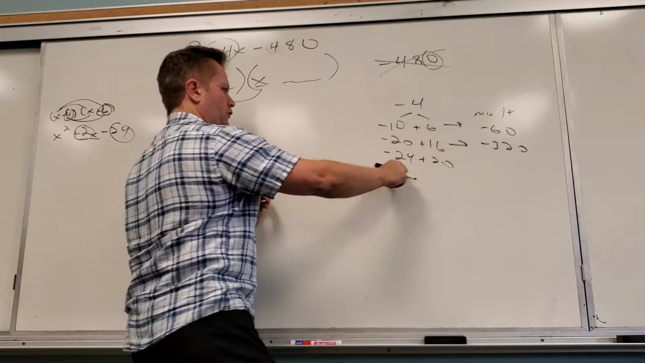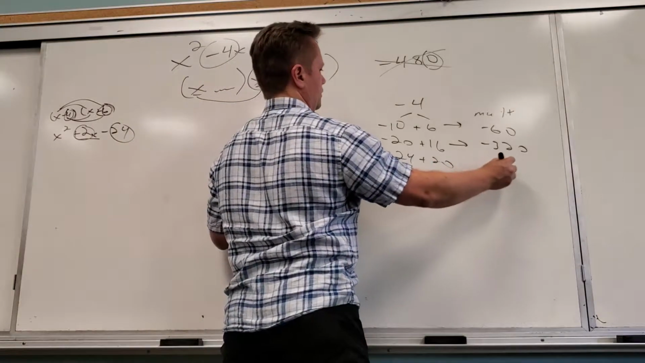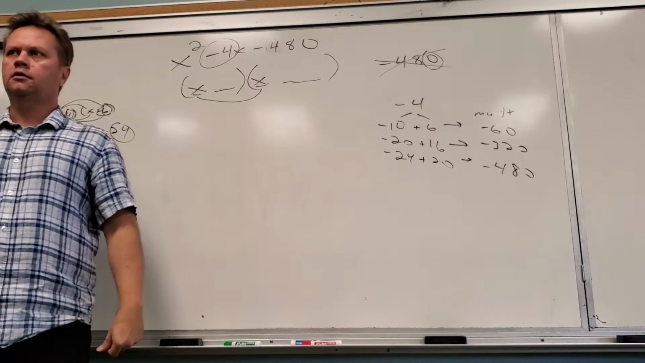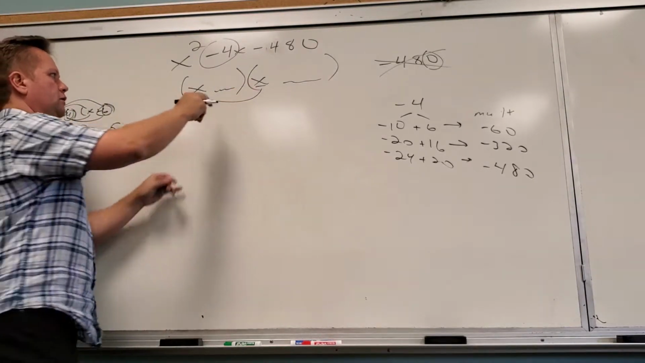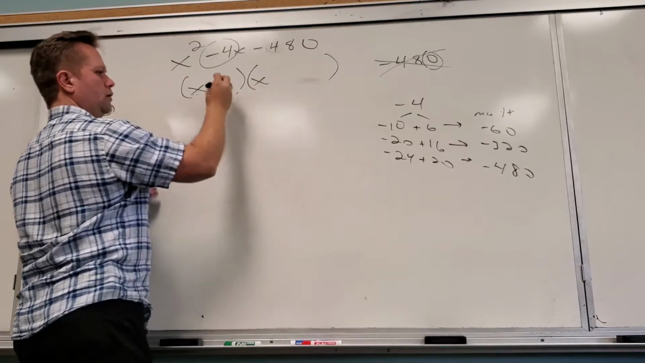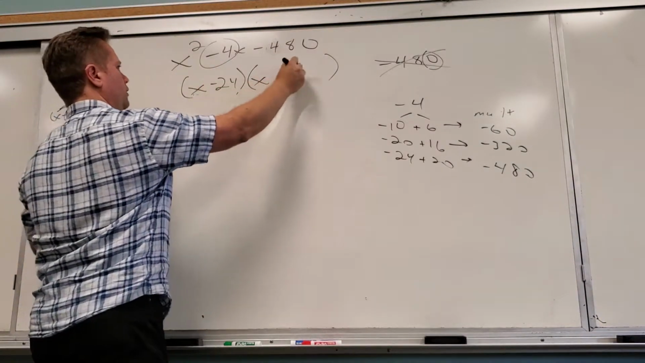And sure enough, 24 times 20, right? Twice 24 is 48. Add a 0. So what does that mean the answer is? You take all this extra stuff away. X minus 24. Yeah, x minus 24, x plus 20.